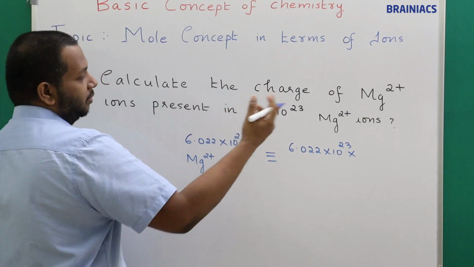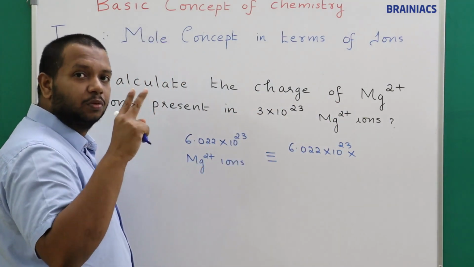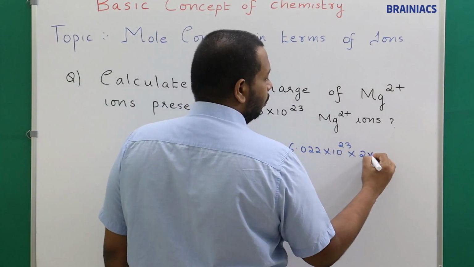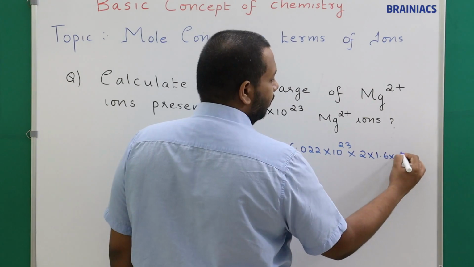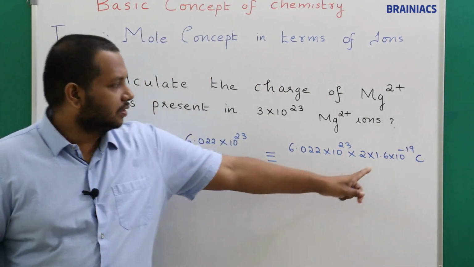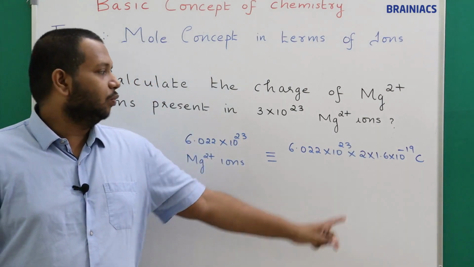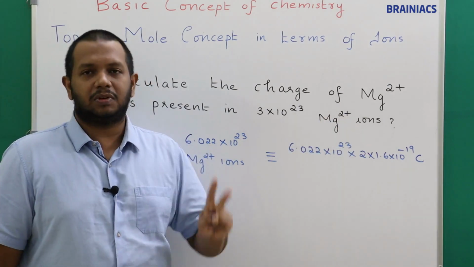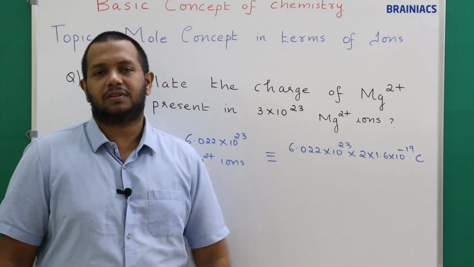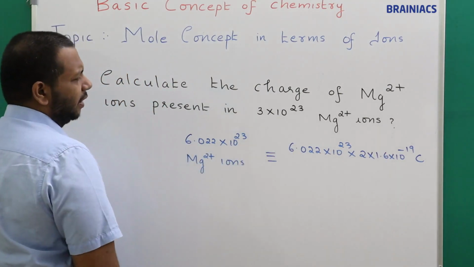So Mg2+ is there. So 2+ means 2 times. So 2 electrons are less. That means 2 protons are more. So that is 2 into 1.6 into 10 power minus 19 coulomb. Correct. Plus charge is coming, that's why I have taken 1.6. And why 2 is coming? Because 2+ means 2 protons are excess. That charge will be present. Now, this is the fundamental relation, I know.